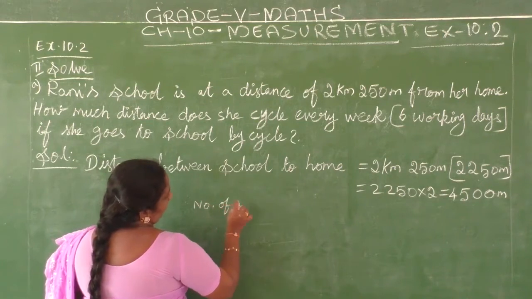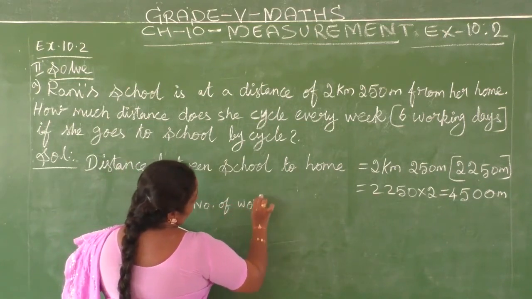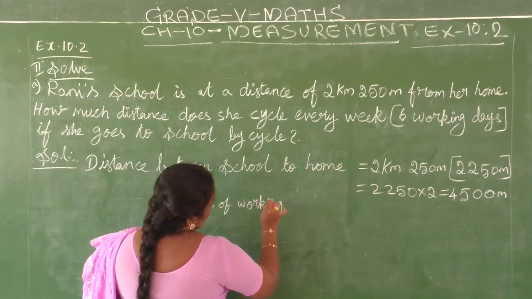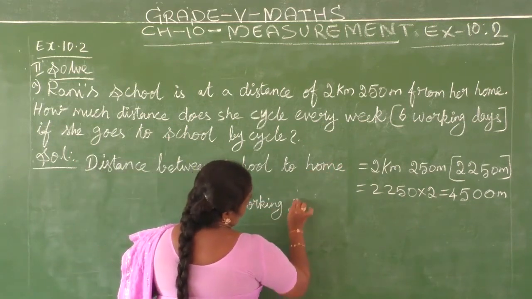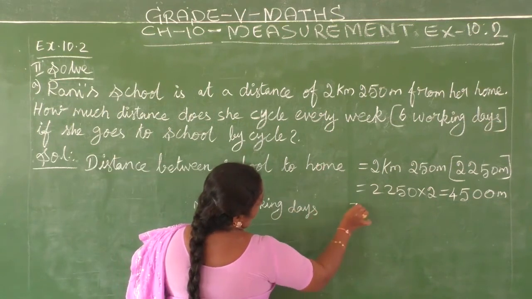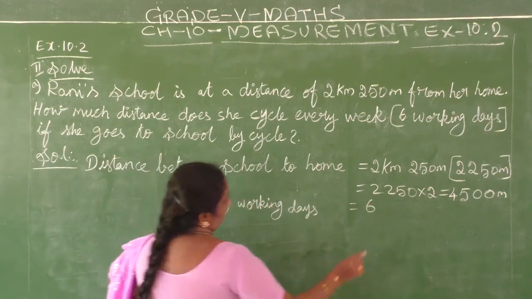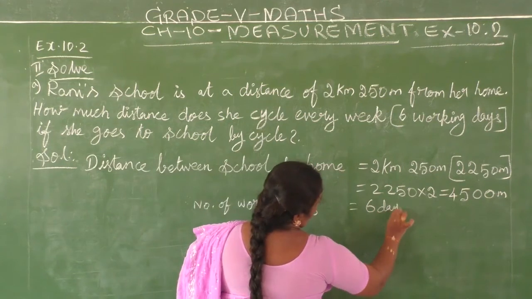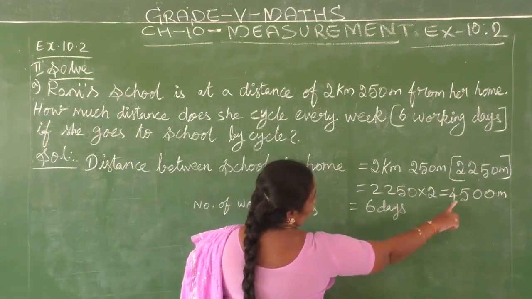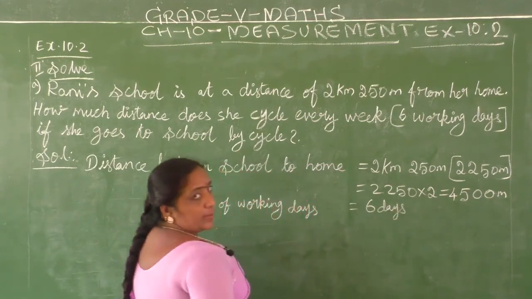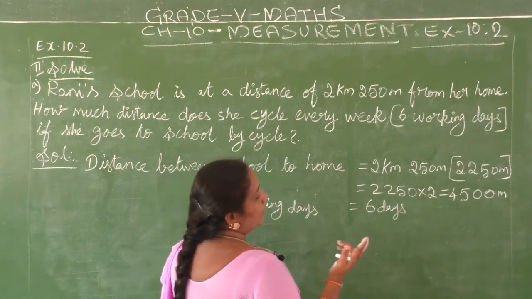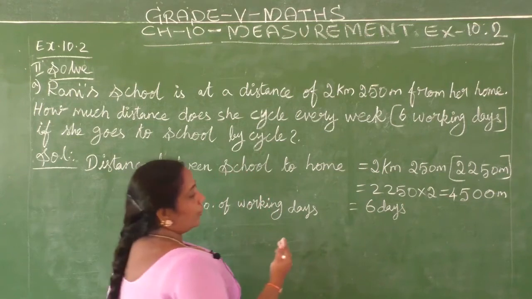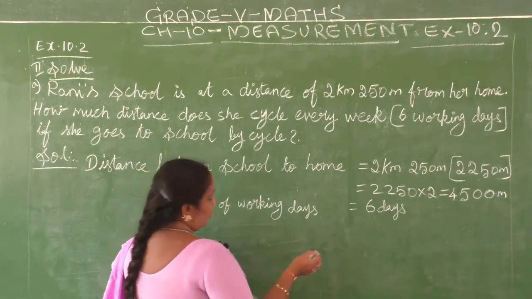So number of working days in a week. How many days did they give? In our question itself they gave number of working days, 6 days. So we have to multiply this 4500 by 6, then we can get the total distance. That means how many kilometer she travels every week. So 4500 into 6.